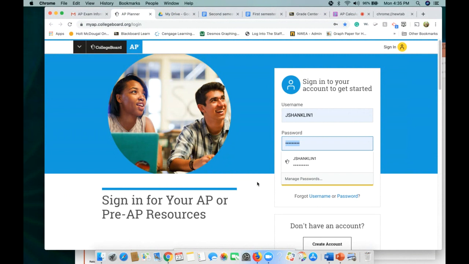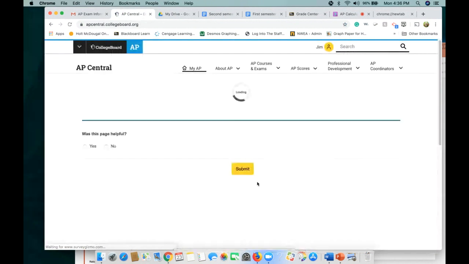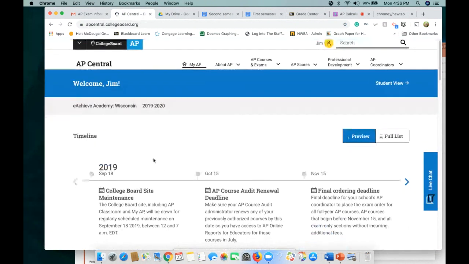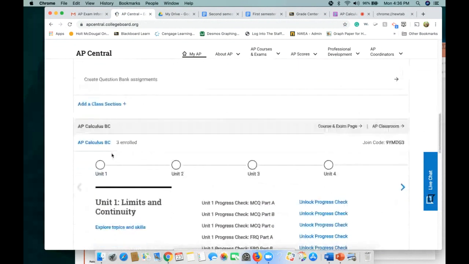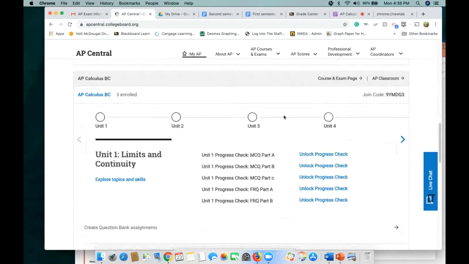All right, so I got to remember what my password is, because my password is different on everything. So I'm going to jump in. Here's my password. All right, let's see if that's right. All right, so I'm in the College Board, so this is what you guys should see. You should see I have two classes, AB and BC here.